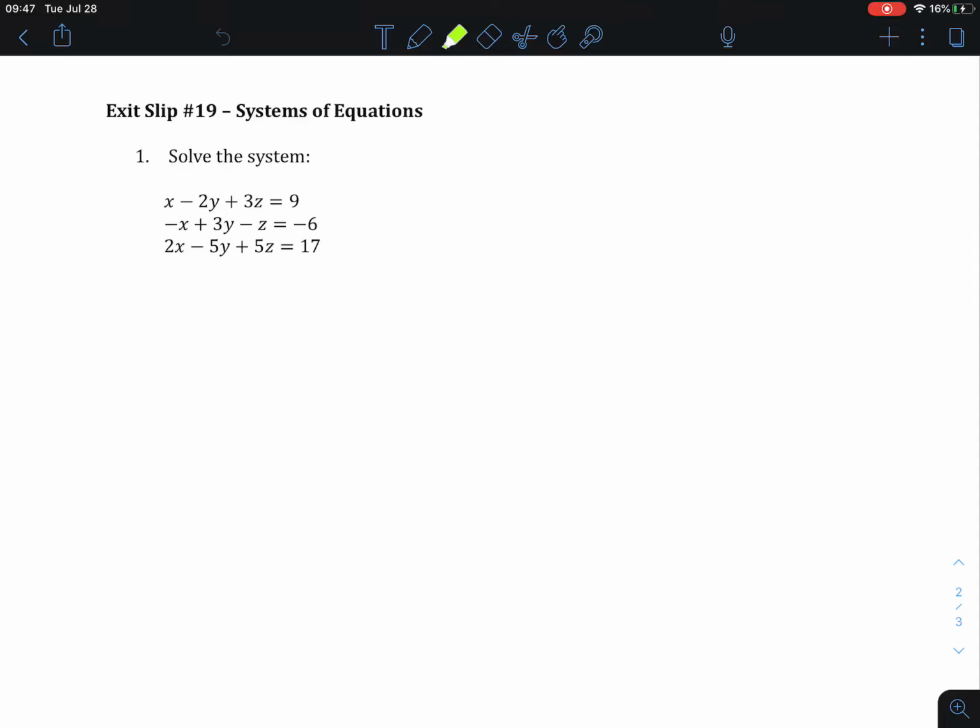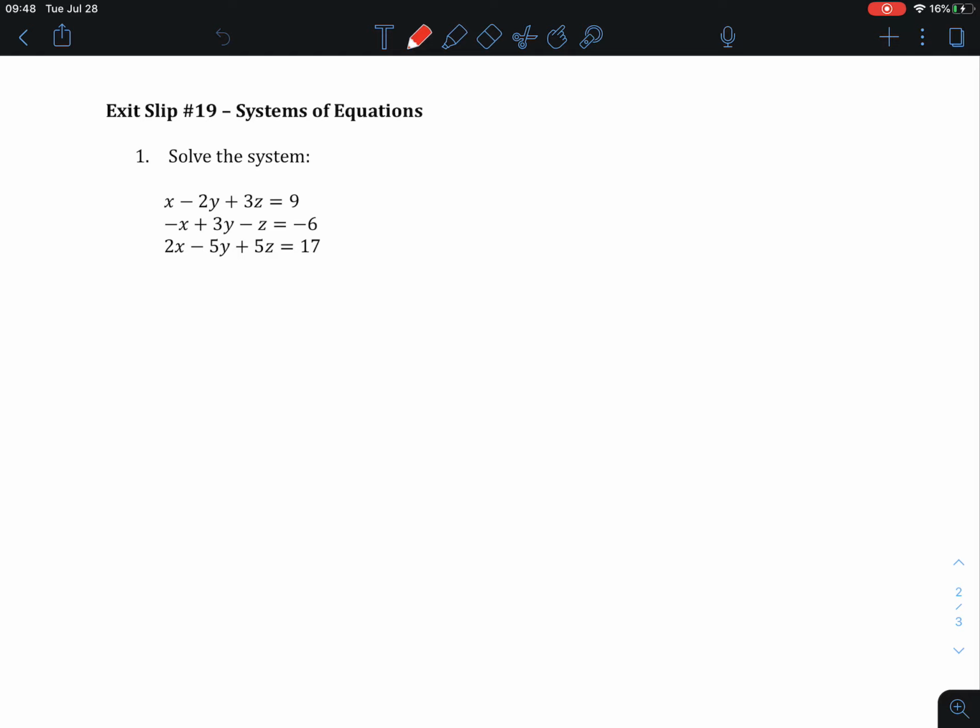Alright, let's take a look at exit slip 19 where we were asked to solve a system of 3 linear equations, 3 unknowns. Our technique that we've discussed regarding this type of system has been to eliminate one of the 3 variables basically from 2 equations at a time so that it becomes a system of 2 equations, 2 unknowns, which we've worked with in the past.